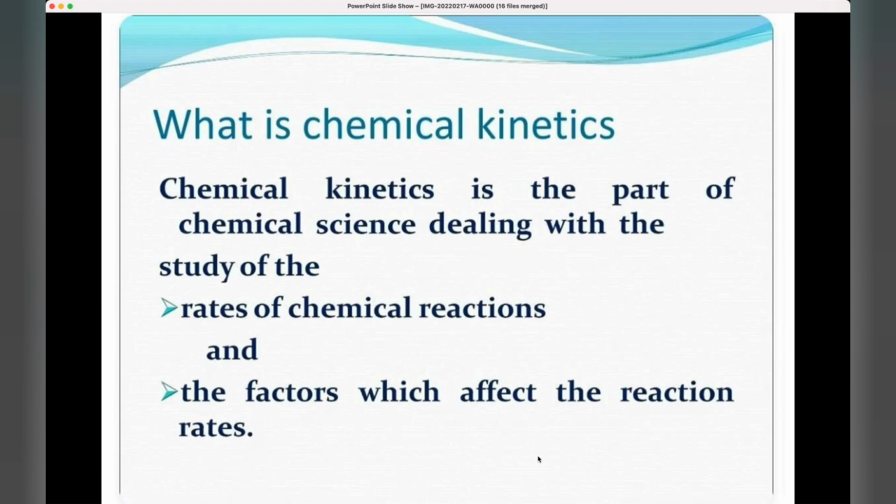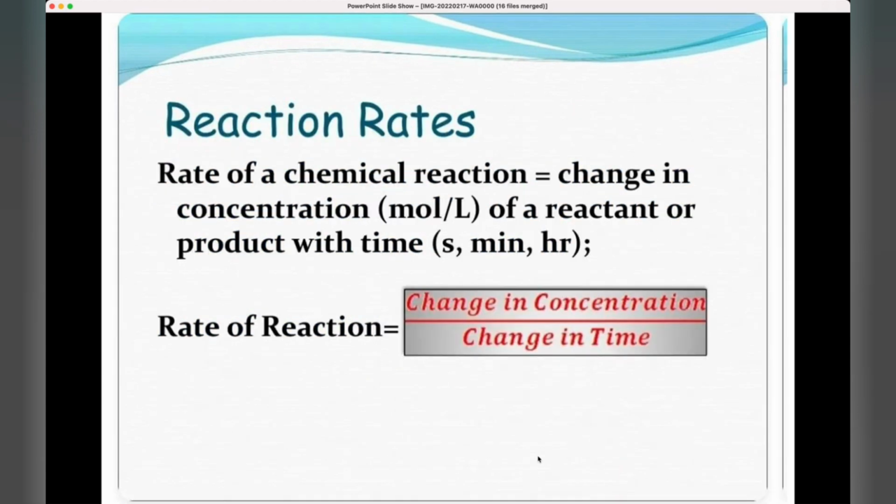Try to understand what is meant by chemical kinetics. Chemical kinetics is that part of chemical science which deals with the study of rates of chemical reactions and, secondly, the factors which affect the reaction rate. So, what is chemical kinetics? It is a branch of chemistry which deals with the study of rates of chemical reactions and the factors that affect the reaction rate. Now, what is reaction rate?